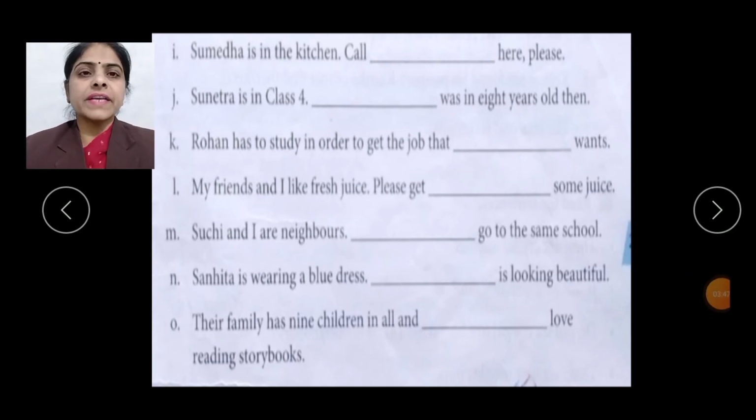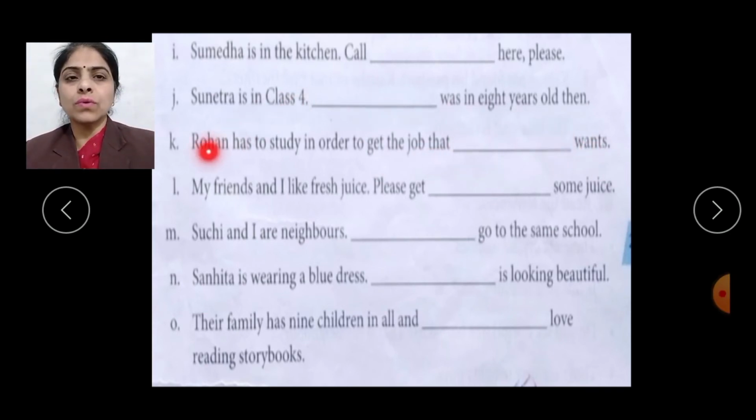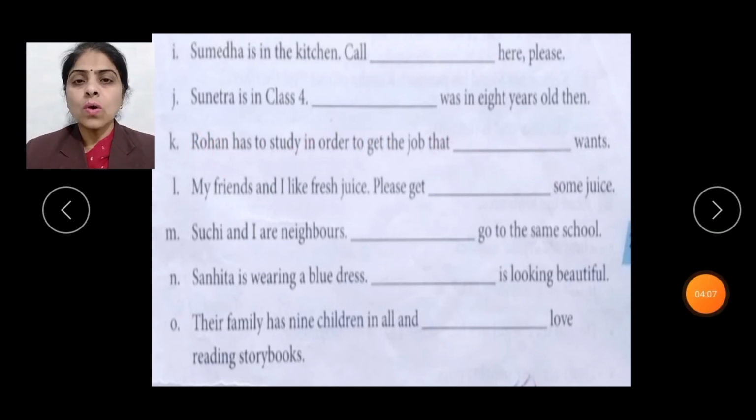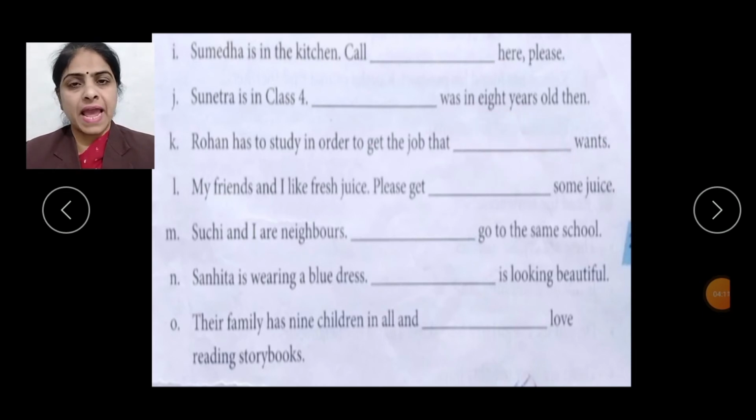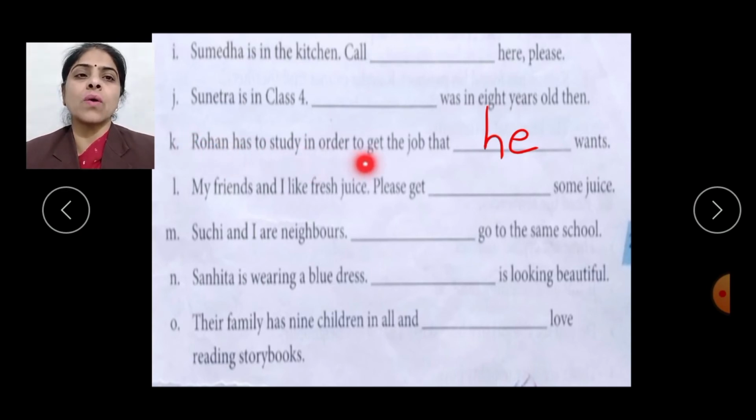The next one is, Rohan has to study in order to get the job that blank wants, as this blank refers to Rohan. So, we need a singular subject pronoun for this blank, that is "he". So, the sentence will be, Rohan has to study in order to get the job that he wants.